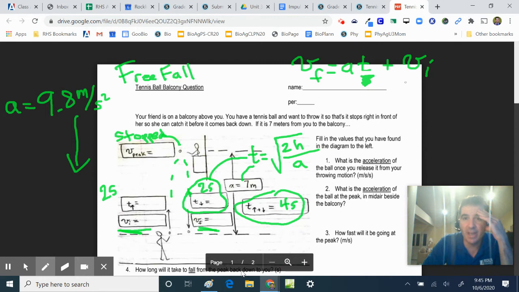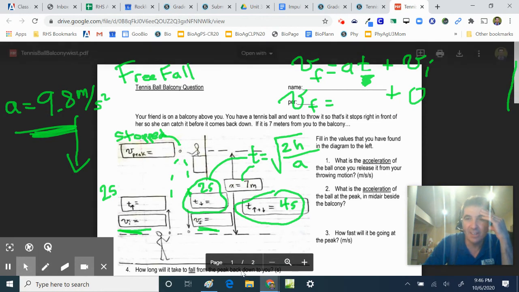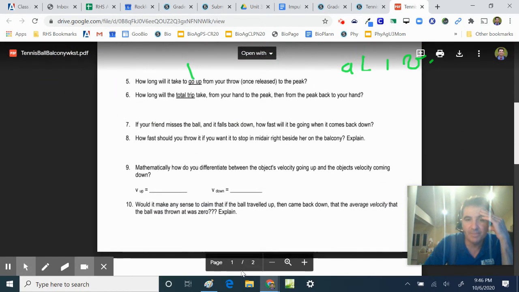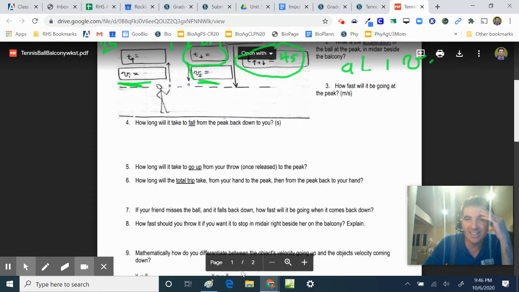And VI will be 0 because this is where we're going to start from. We're going to start from there and fall, and this will be 0. And of course, VF is what we're looking for. And then A, of course, is 9.8 because it's in free fall. And then T is whatever you got there. So yeah, a lot of people were struggling on that. So yeah, that's the idea.